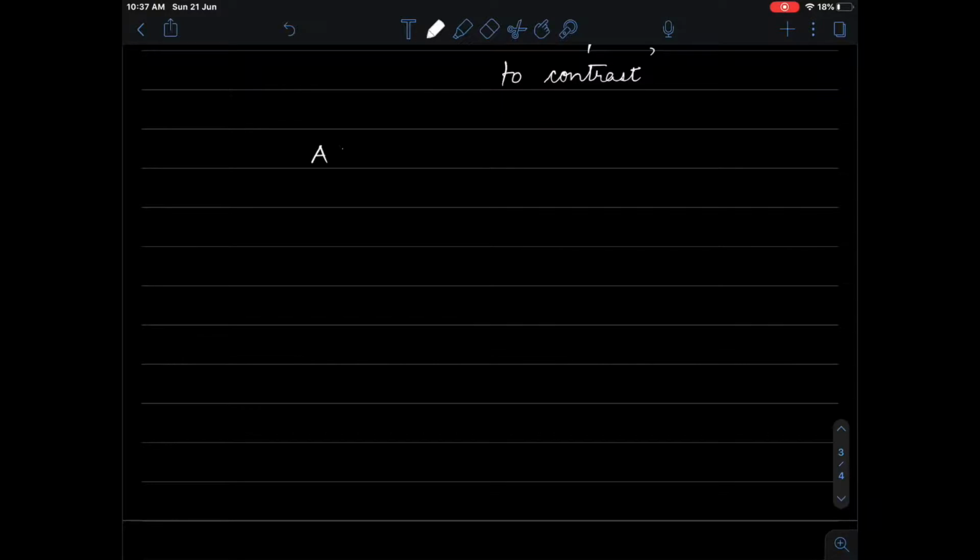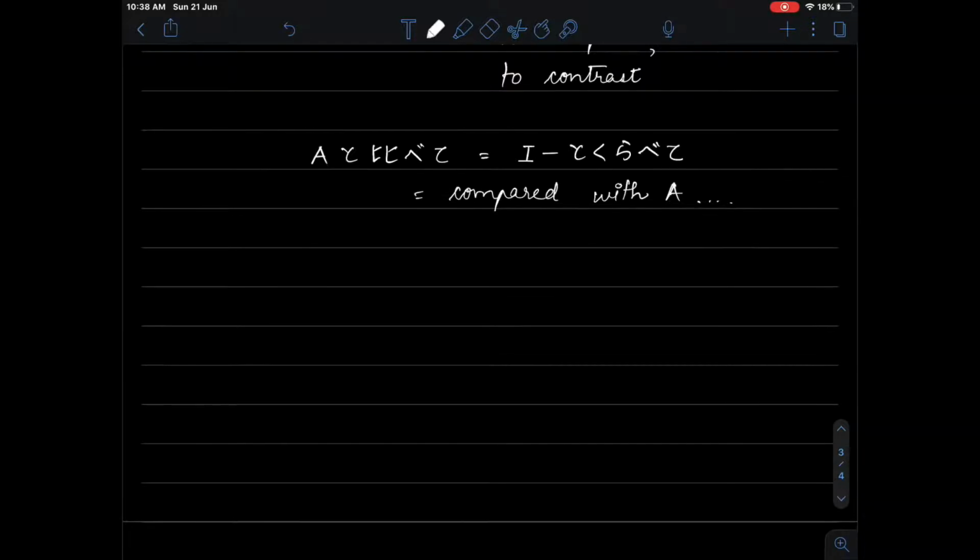Now a phrase where you can use this. I will write the katakana part of it. So A will be read with the A. A to kurabete, which means compared with A, dot dot dot. It's just part of a sentence, compared with A. That's how you use it.